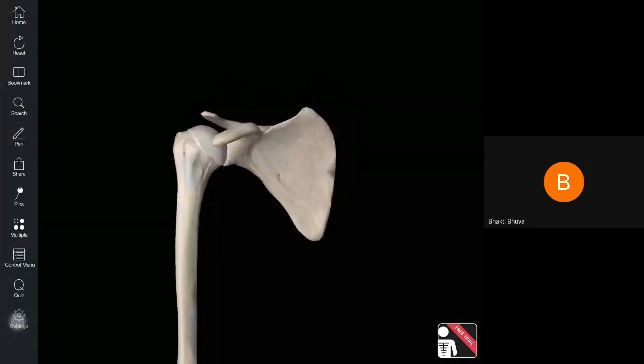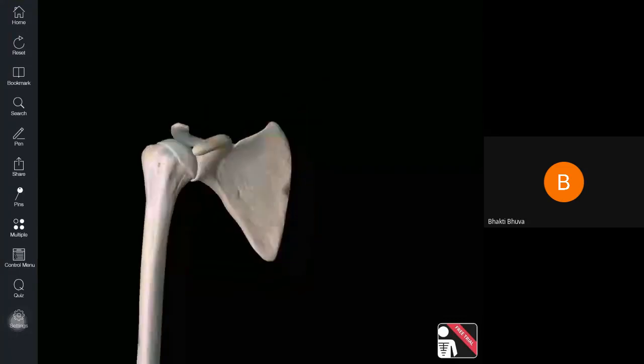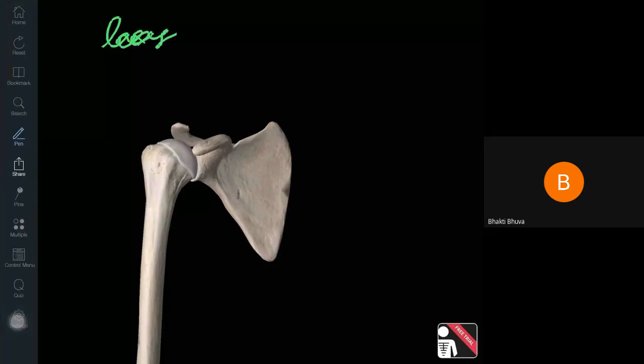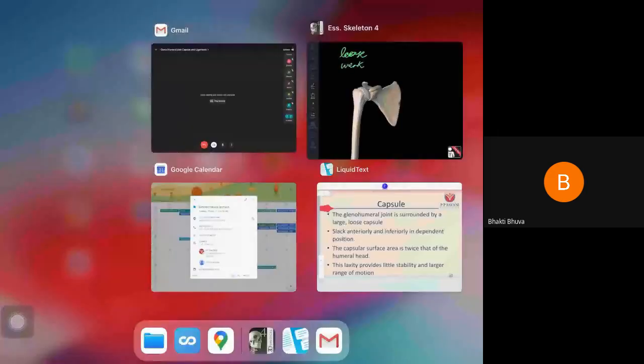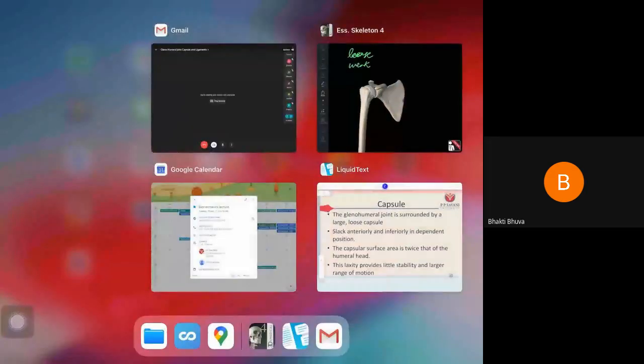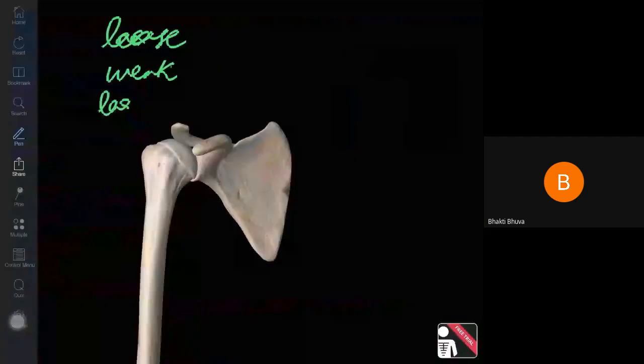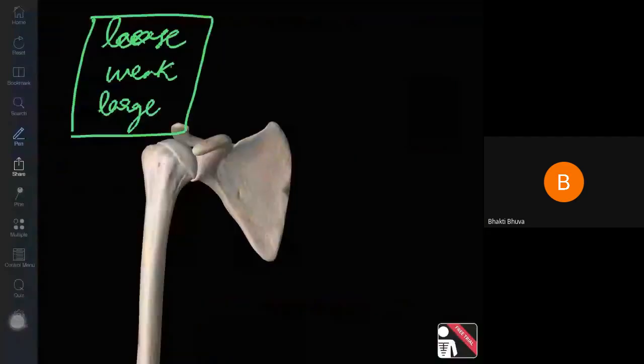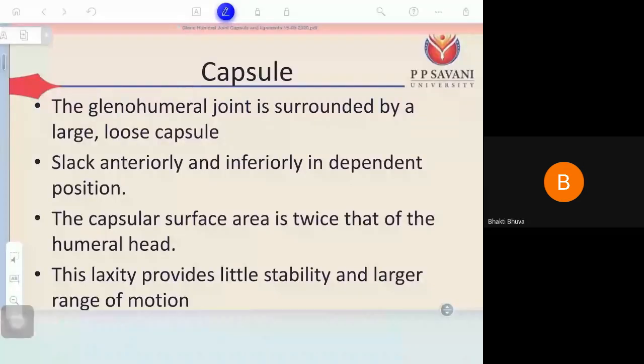So this joint capsule is lax. Three points you should remember. It is lax, or loose, it is weak, and what is the third point I have told? It is large, loose, and weak. Third one is large. So this is the property of the capsule of the glenohumeral joint. So why should the capsule be loose? Why should it be large? Why should it be weak?